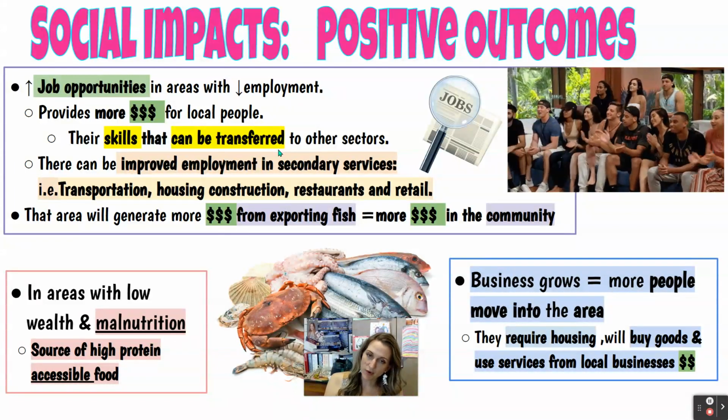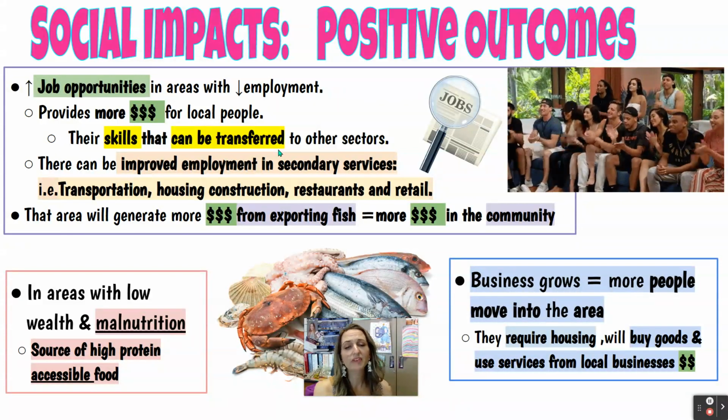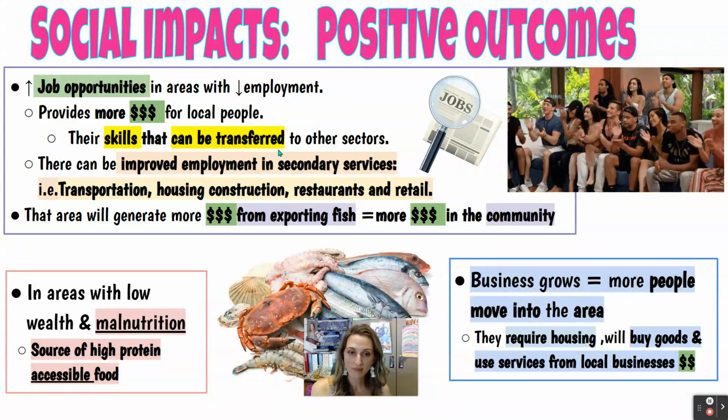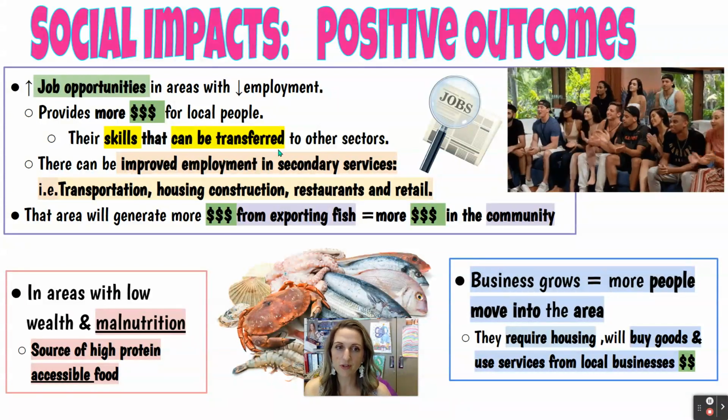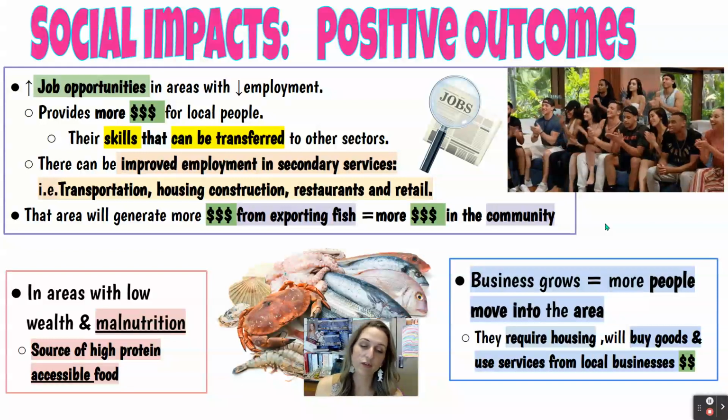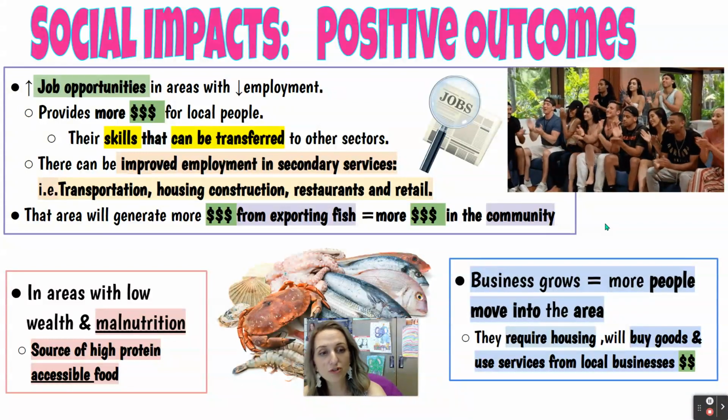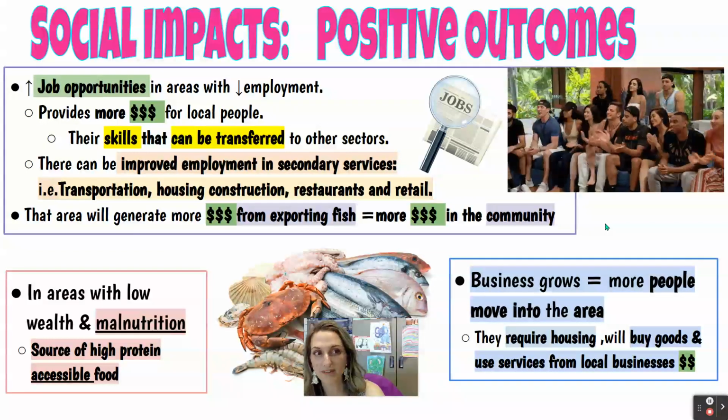That area will generate more money from exporting fish, and that's going to be more money for the community. If this area has low wealth and possibly malnutrition, they now have an accessible source of high protein food. And as business grows, this is also, again, another secondary thing. More people move into the area, there will be more housing, and more people are going to purchase goods and services from local businesses.